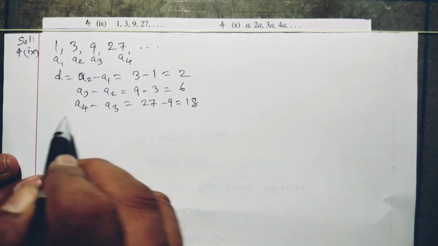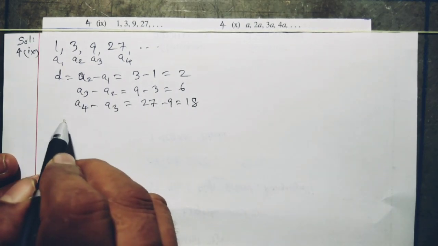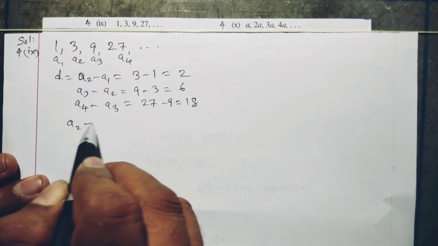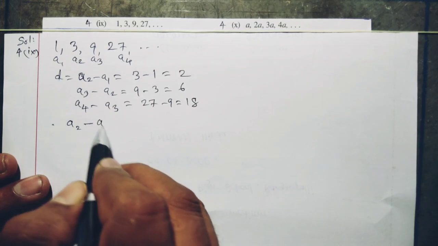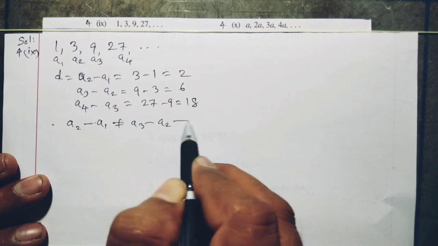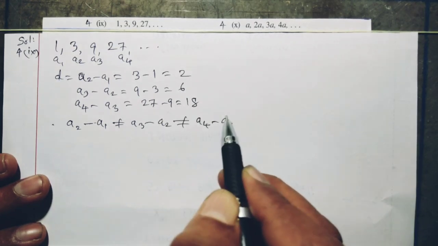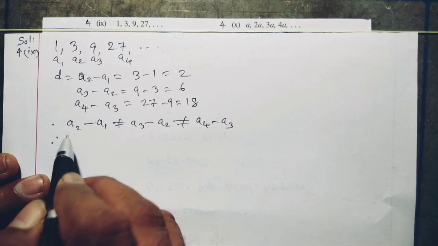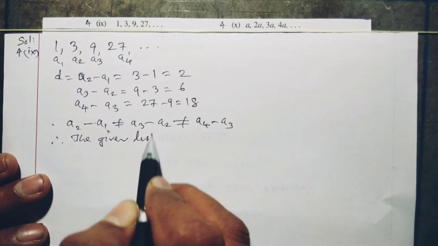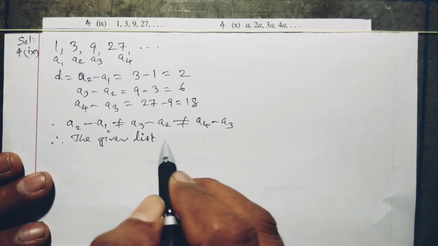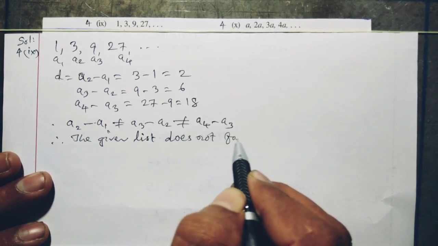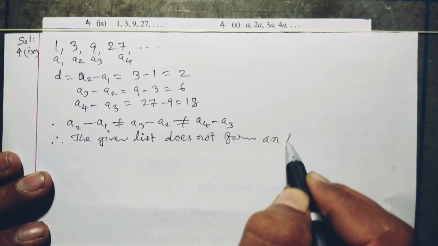So here the common difference is not the same, that is a2 minus a1 is not equal to a3 minus a2, which is not equal to a4 minus a3. Therefore, the given list of numbers does not form an AP.